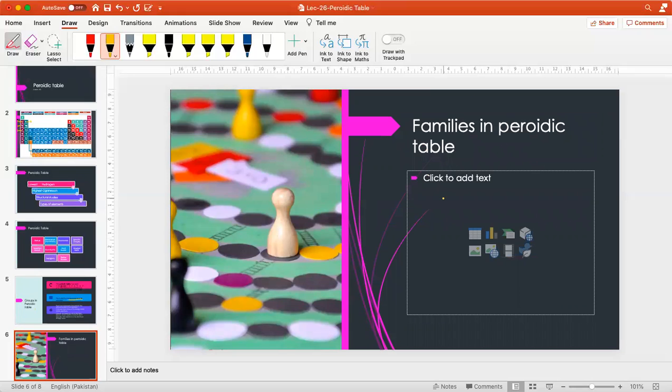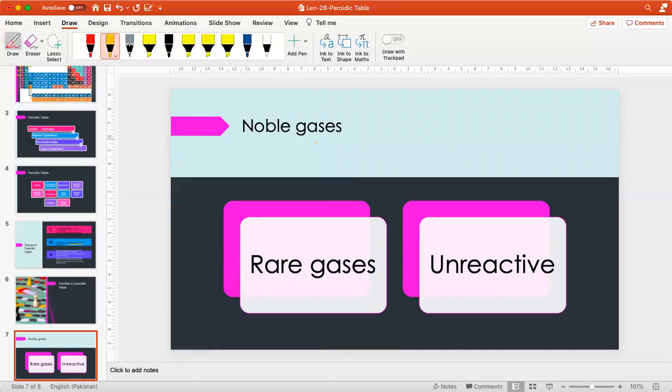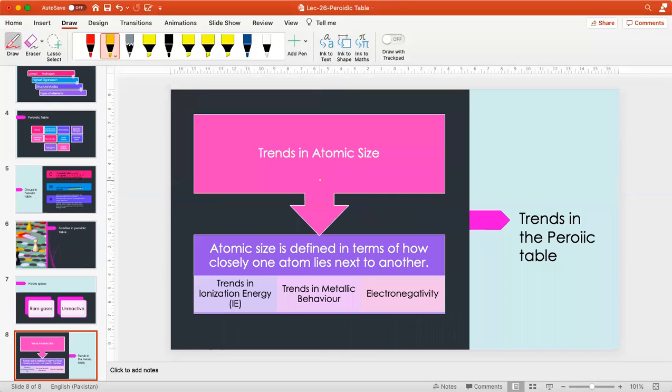Now we come to families. Families में आपको already ही explain कर चुकी हूँ कि कितनी families हैं. नोबल गैसेस जो हैं, रेयर गैसेस भी हैं इसके अंदर. They are known as rare gases and they are mostly unreactive, right? Now we come to the trends in atomic size.